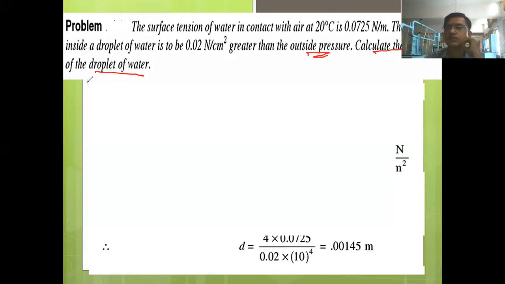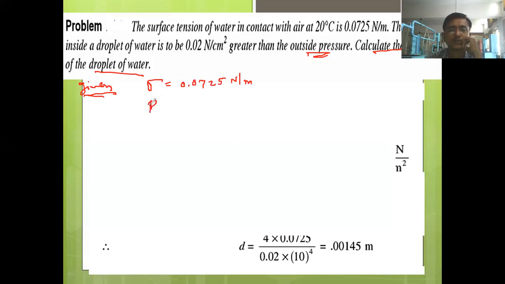So as usual, while solving the problem, first of all, let us write down the given things. What is given? Surface tension is given. It is 0.0725 Newton per meter, right? Then pressure inside a droplet of water is given.